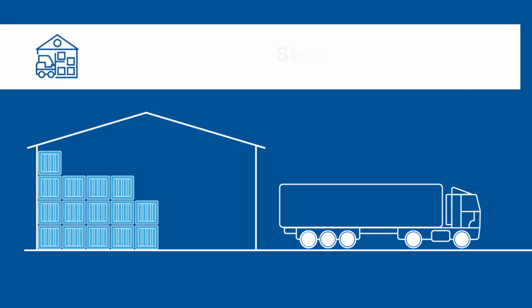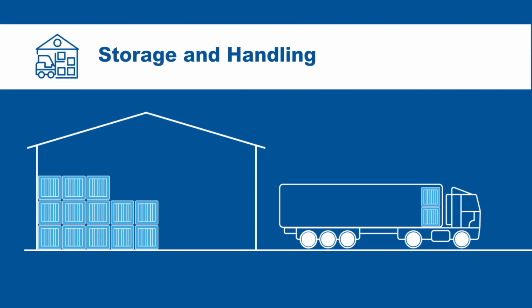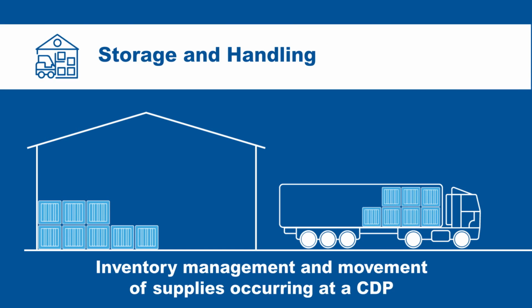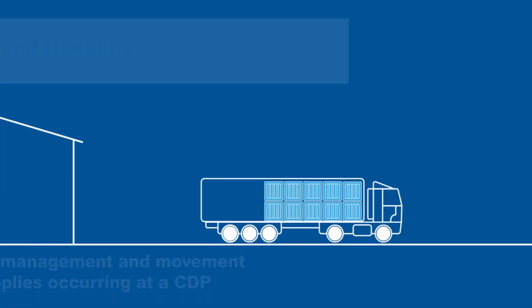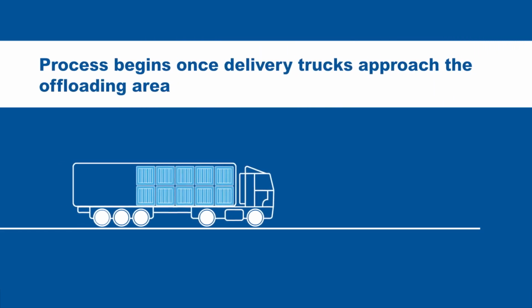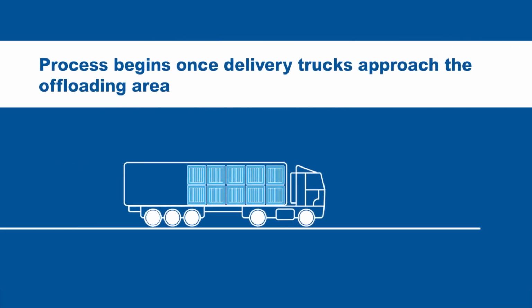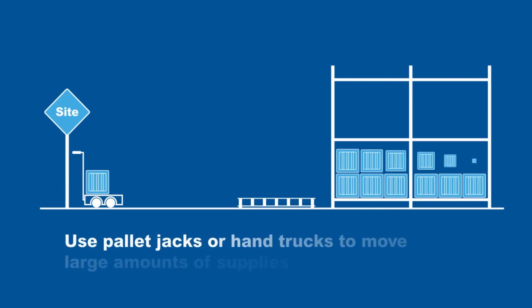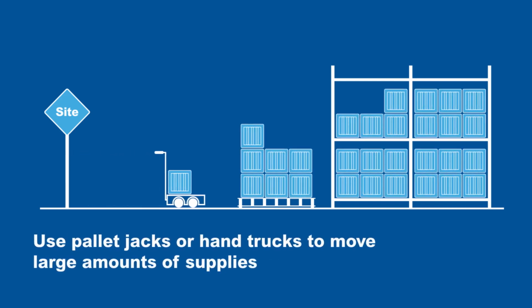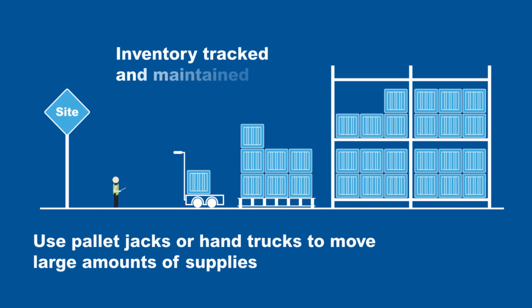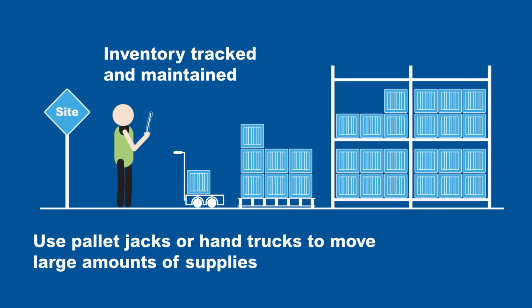The second concept is storage and handling. This is used to describe the inventory management and movement of supplies occurring at a CDP. This process begins once delivery trucks approach the offloading area of the site. This involves the use of pallet jacks or hand trucks to move large amounts of supplies into the storage and handling area of the site. There, inventory is tracked and maintained until it is moved to the distribution area.